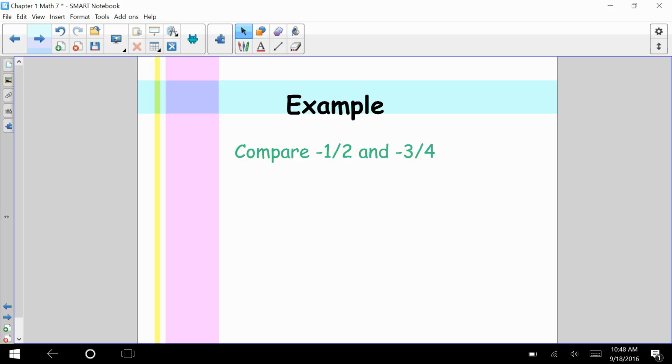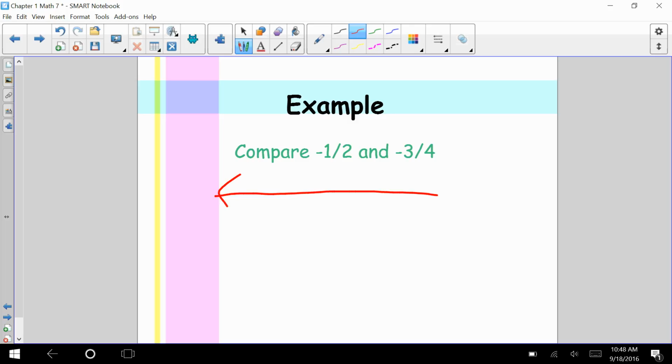An example of what we're going to do today, we're going to compare -1/2 and -3/4. So let's look on a number line. Since our numbers are both negatives, I'm going to put 0 at the far right, and they're both between 0 and -1, so I'll put -1 right there. We'll cut this into fourths.